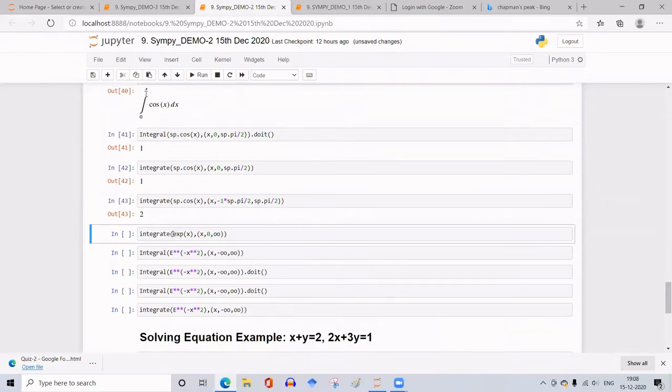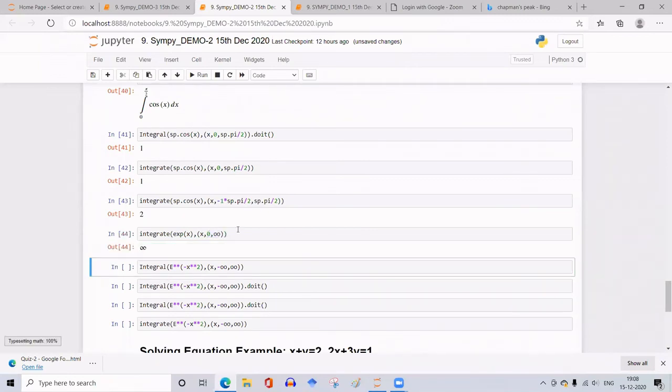Next, let us take an exponential function, exp x, that is e to the power of x, integrated with respect to x between the limits 0 and infinity. It is going to be infinity, because it is e to the power of plus x. So this is infinity minus 1, which is equal to infinity.